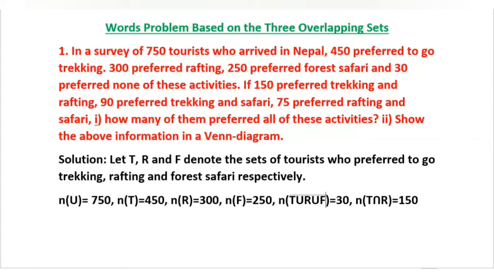Then n of T intersection F. 150 preferred trekking and rafting. See very carefully, 90 preferred trekking and safari, T and F. I'm copying this sign.